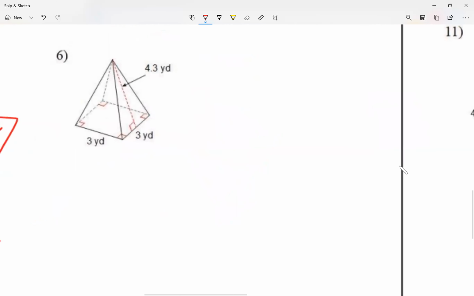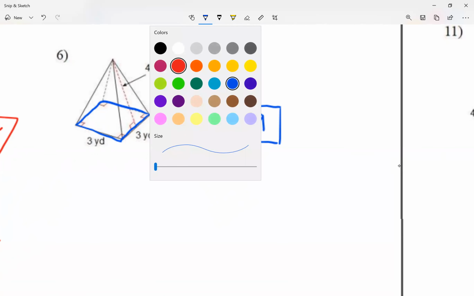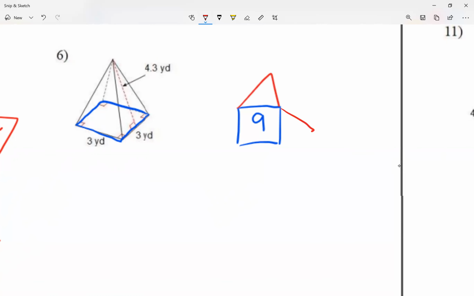All right, let's take a look at question number 6. I'm looking for a shape that is not a triangle. You guys can see it here, and that's the base. In this case, it is a rectangle, a square, right? A square is a rectangle. It just has all the sides equal. And I know in this case it is a 3x3 square. So I'm going to say the area is 9. Now the base has 4 sides, so I'm going to have 4 triangles.